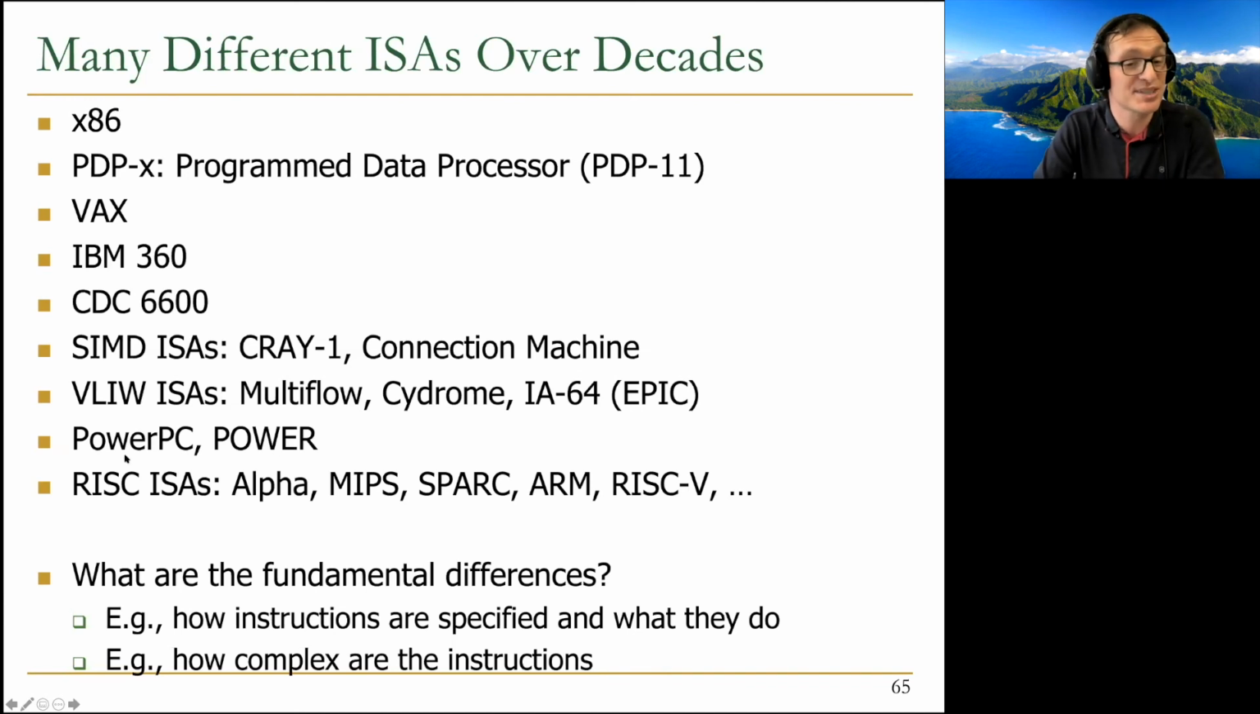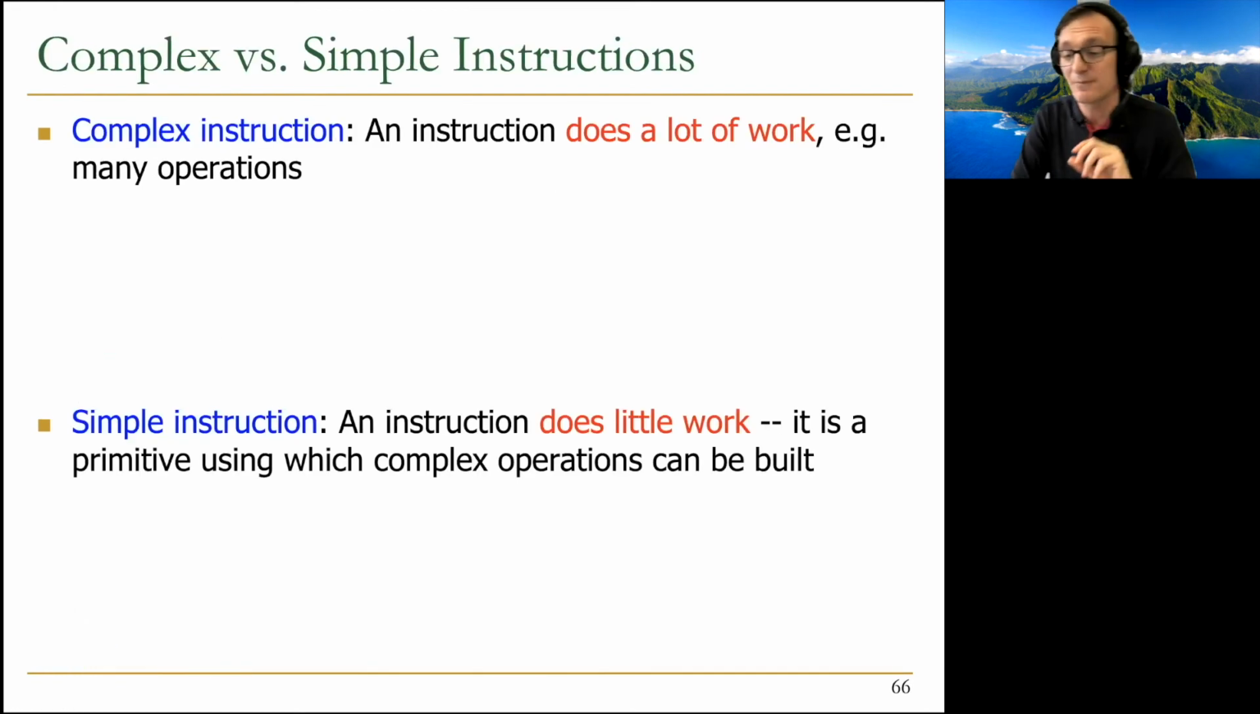Power, PowerPC, and Power still exist. They're actually interesting ISAs. And there are also reduced instruction set computing ISAs like Alpha, MIPS, SPARC, ARM, RISC-V. Clearly, some of them exist and some of them don't. Don't exist means they're not developed further as machines that implement them, right? And clearly, there are differences between them, like how instructions are specified and what they do, how complex the instructions are. There are many, many differences, which we're not going to cover. But let me quickly end with this important thing that we covered briefly.